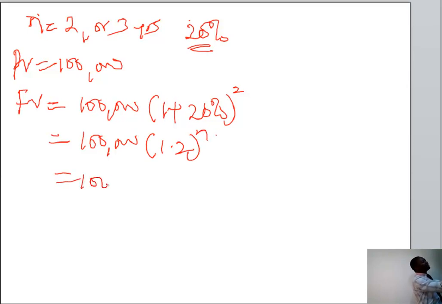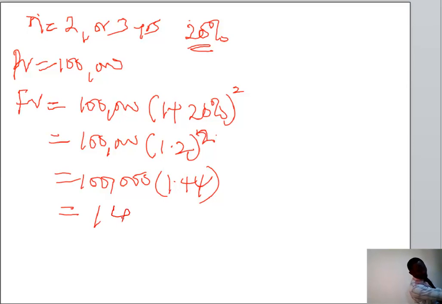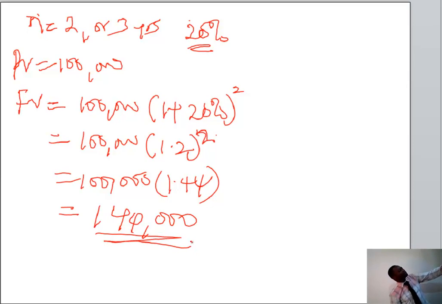This will now be 100,000 times 1.44. This is squared, don't forget. So we have 144,000. In this case, your present value of receiving 100,000 has changed to 144,000. So it's better for you to receive that 100,000 now instead of receiving 120,000 in 2 years' time.